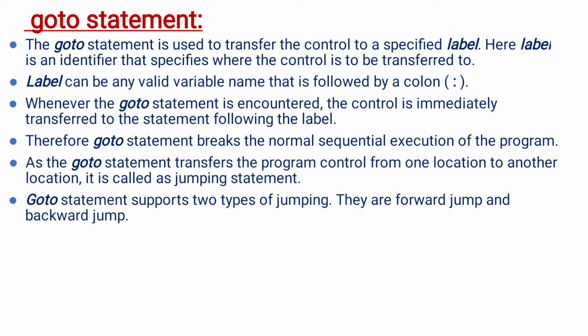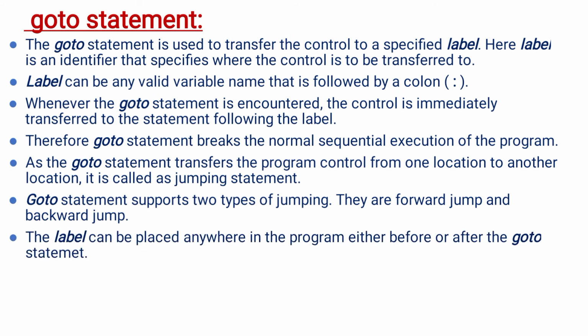The goto statement supports two types of jumping: forward jump and backward jump. We will see what a forward jump and a backward jump are in the coming points. The label can be placed anywhere in the program, either before or after the goto statement.